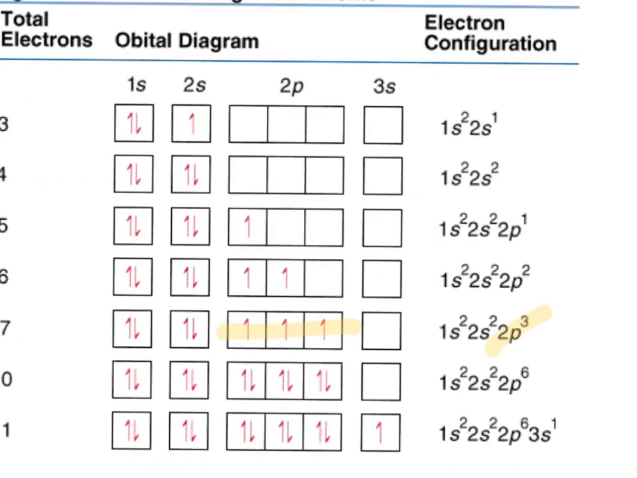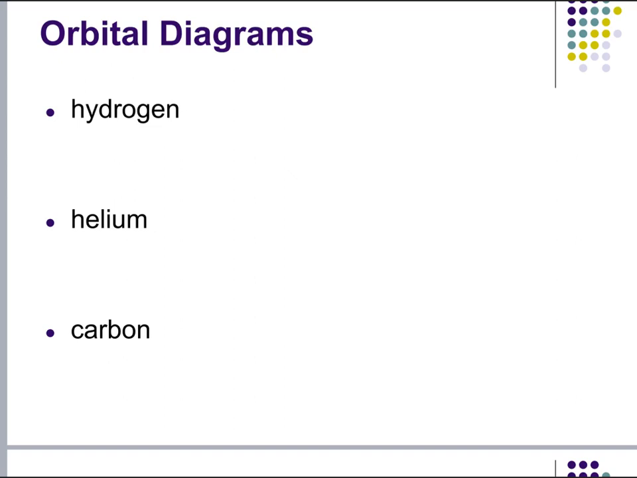You also want to make sure when you're filling the p, d, or f orbitals that you spread them out whenever possible. Remember, Hund's rule says that electrons want their own space within an equal energy. They don't want to occupy the exact same orbital unless they have to. So let's walk through a few examples.